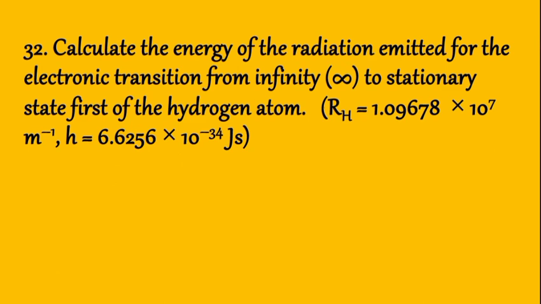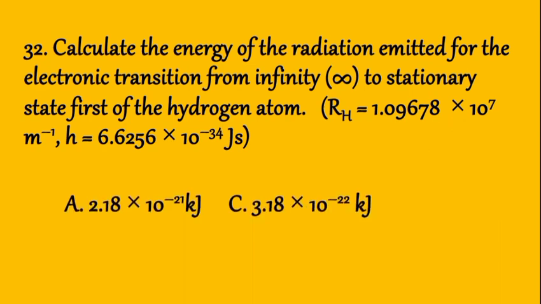Question 32. Calculate the energy of radiation emitted from the electron transition from infinity to the stationary state first of the hydrogen atom, with the Rydberg constant given, RH equal to 1.07 times 10 to the power of 7 per meter, and Planck's constant is given. What is the question asking? If the electron comes from an infinite energy level to n equals 1, what is the energy?